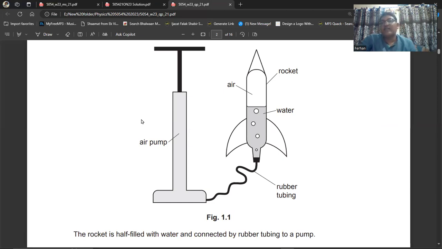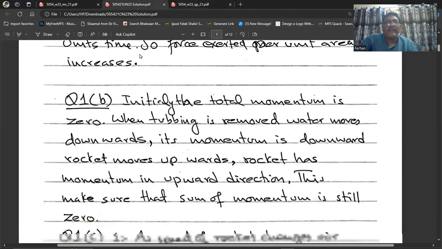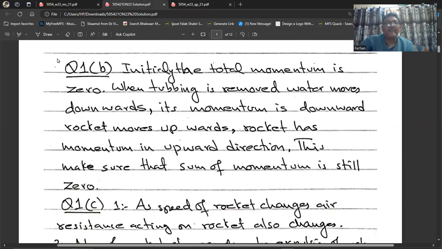According to that, the total momentum of this system before the rubber tubing is removed is zero, and the total momentum of the system after the rubber tubing is removed should be zero. So let me show you my written answer, and then we will see what the marking scheme says.